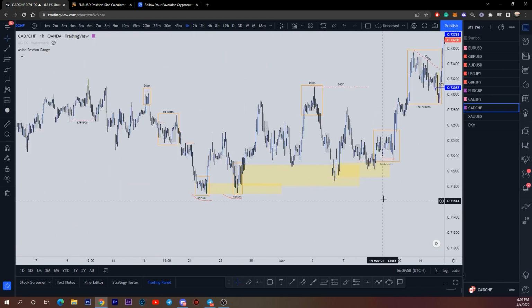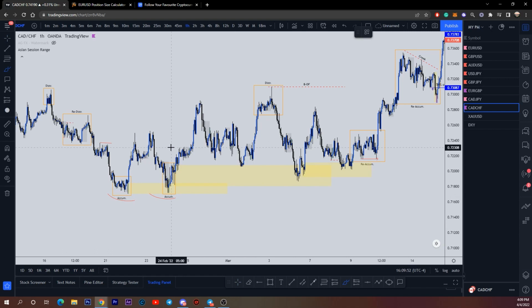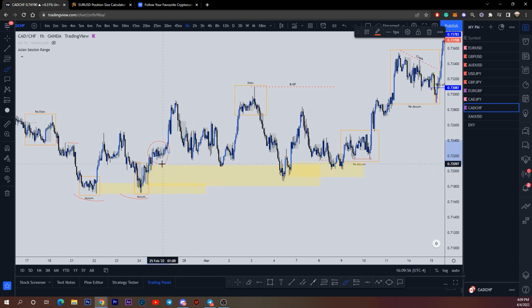All right, but one thing else I want to say is look at these Asian sessions. All right, you can see in here, I don't even have to zoom in, you can see that the green, which represents the London manipulation, didn't even raid this low. So this is not something I would have taken.